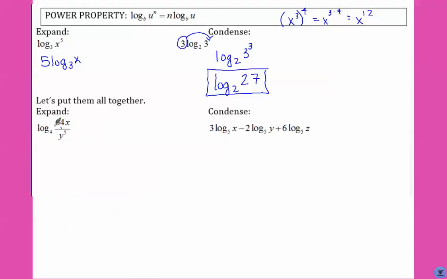We're going to expand and simplify this as much as we can. The first thing that jumps out to me when I look at this is the division symbol. So I'm going to simplify that first. So log base 4 of 64x minus log base 4 of y to the 5th. And then I'm going to look at each of the two pieces that I have now. In here, we have multiplication, so I can separate that by using addition.